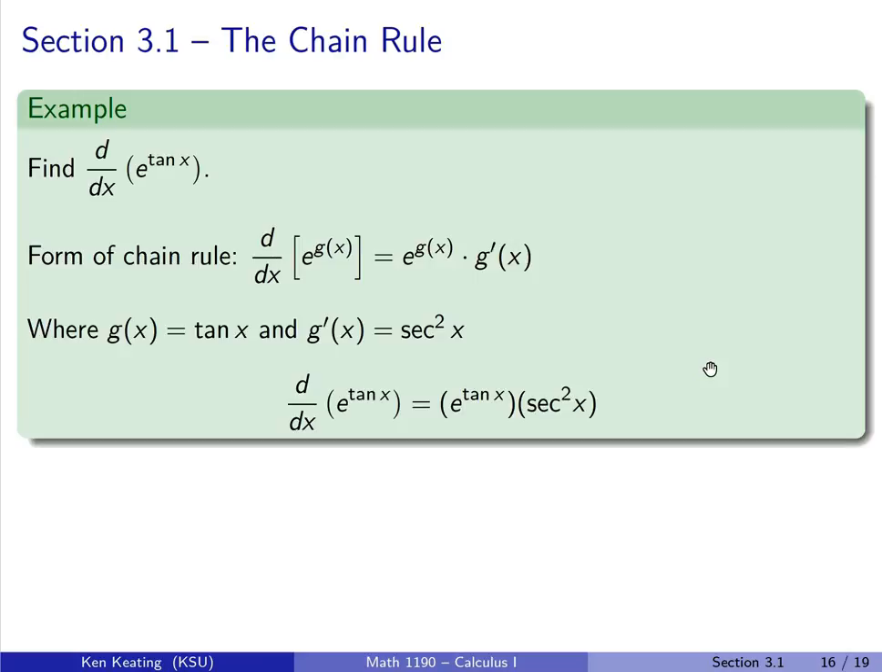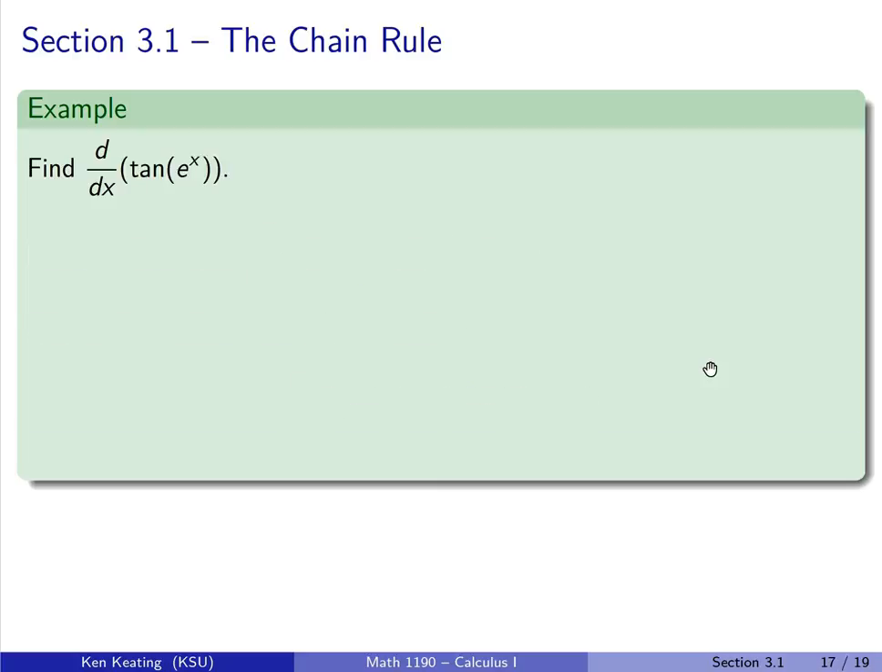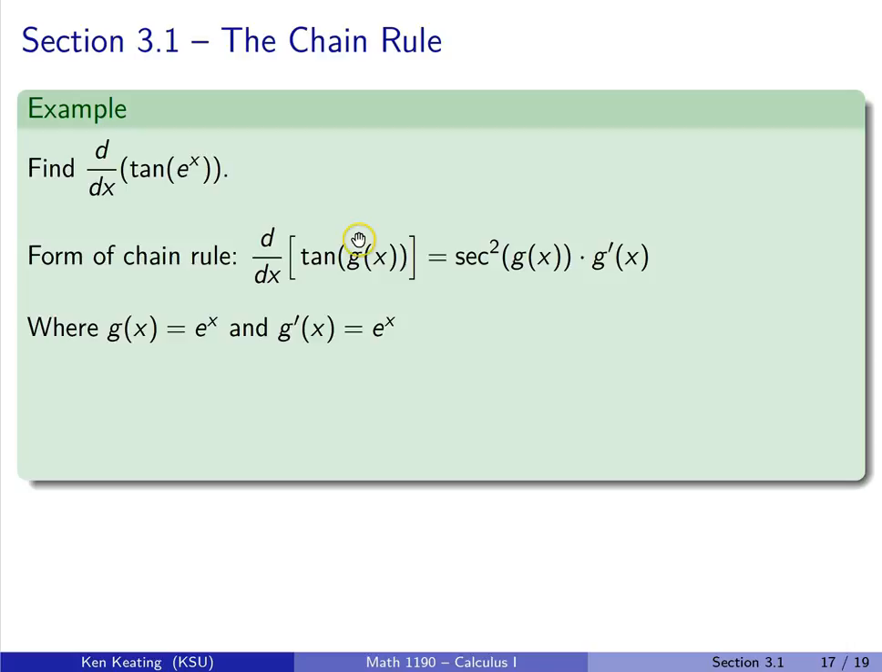Now, I just want to point out that it does matter. E to the tangent x is going to be something different, obviously, than tangent of e to the x. At least I hope it's obvious that these will be different. In this case, I'm taking the derivative of tangent of a function. And by my rule, the derivative of tangent x is secant squared x. So the derivative of tangent of a function is secant squared of the function times the derivative of the function.